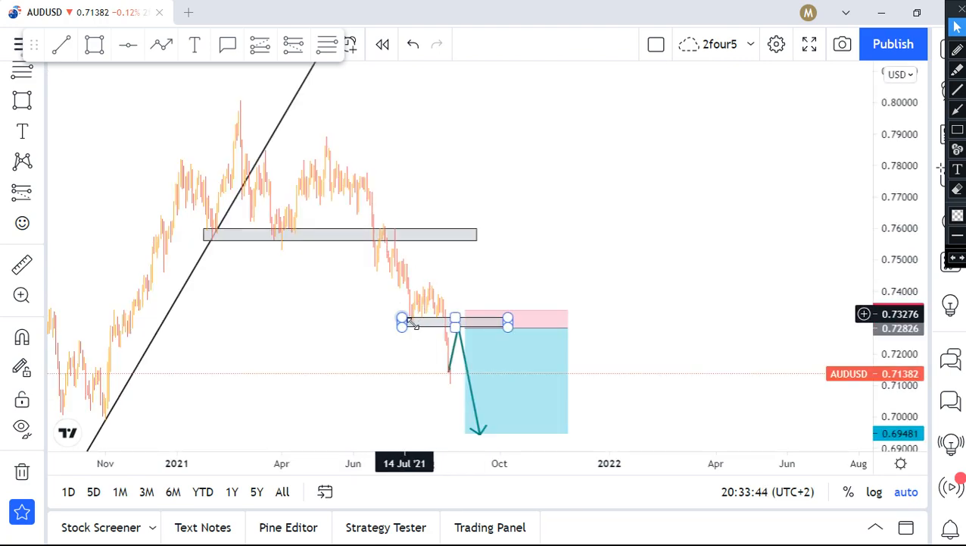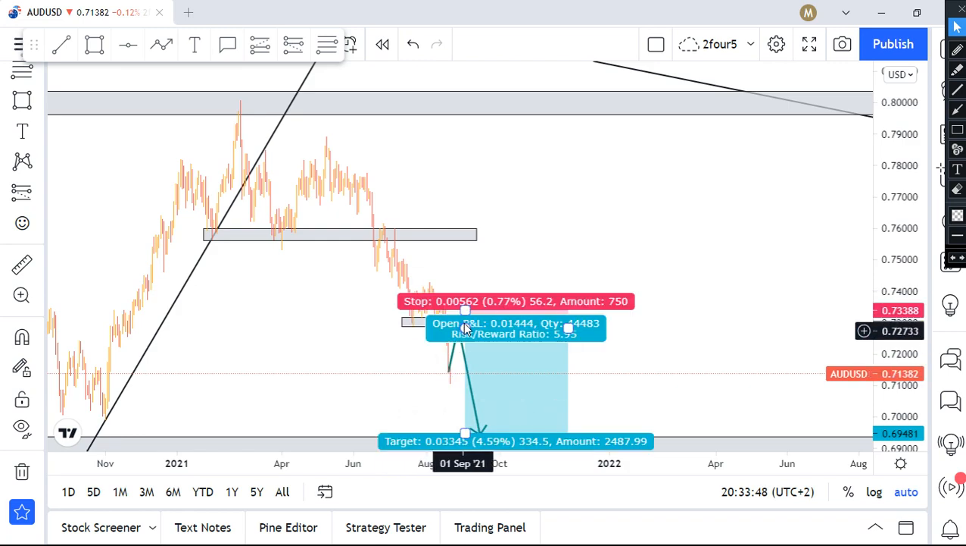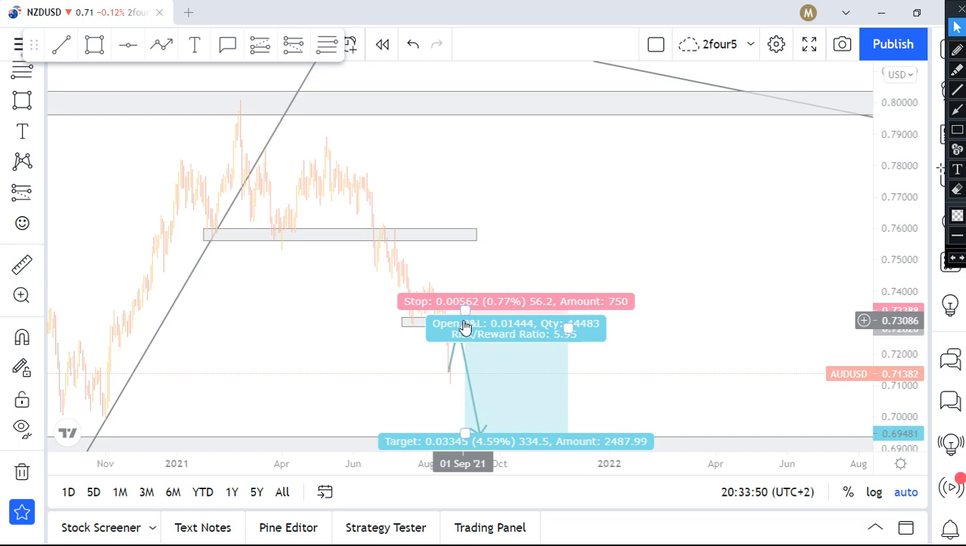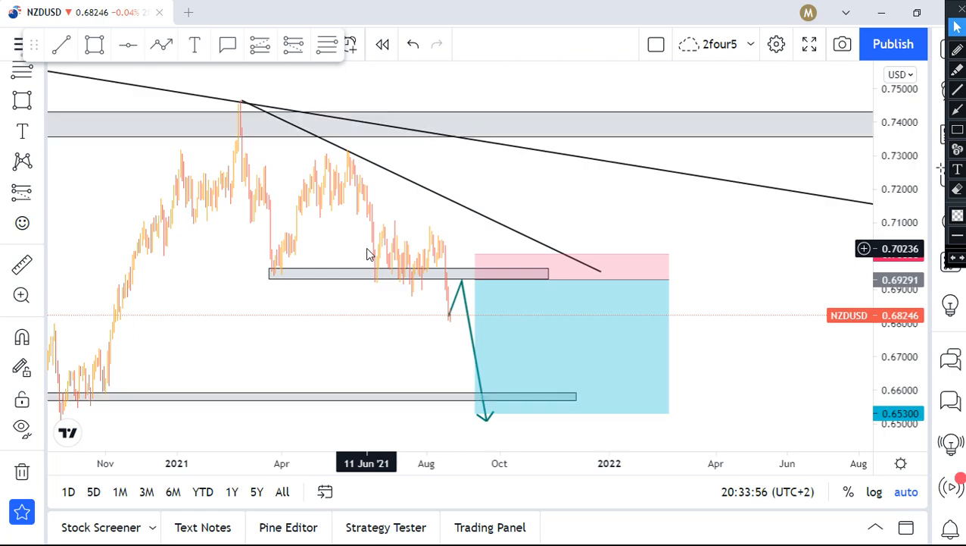Look at this. We have a support which was broken, forming resistance, right? And now look at NZD/USD. Pretty much the same thing. Obviously the market will not be as precise because these are different pairs, but when one moves, the other one also gets affected. So you see there was a support broken.